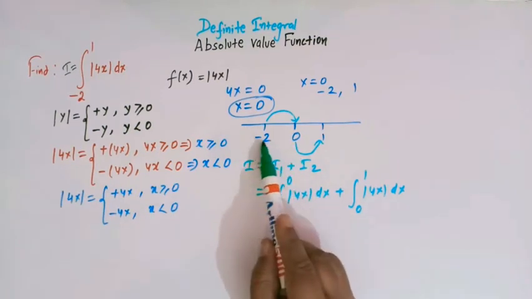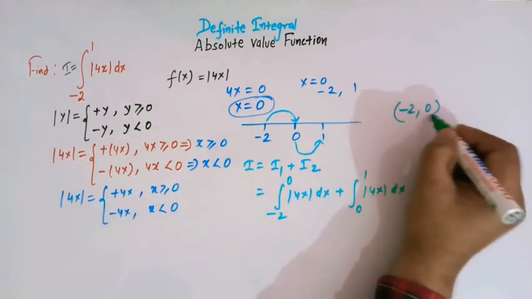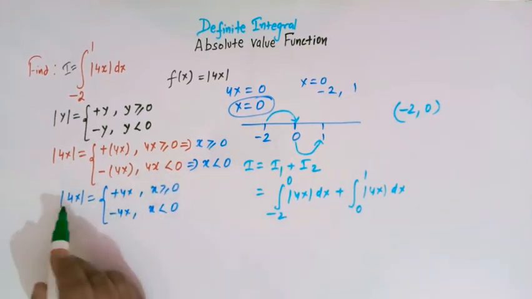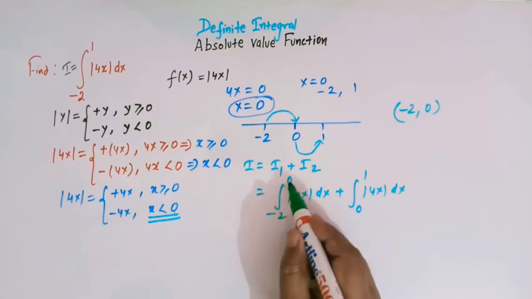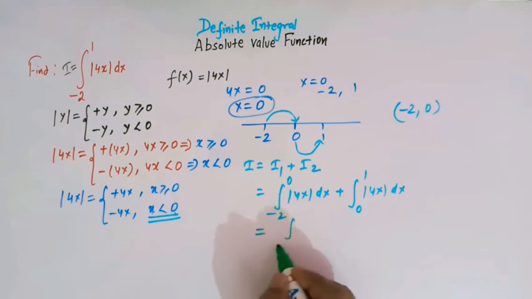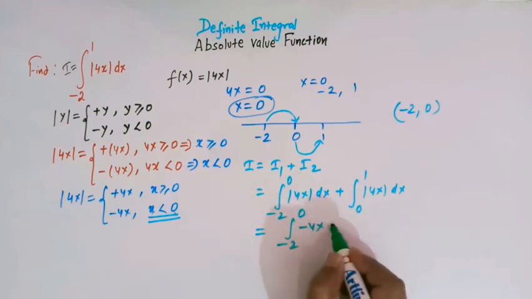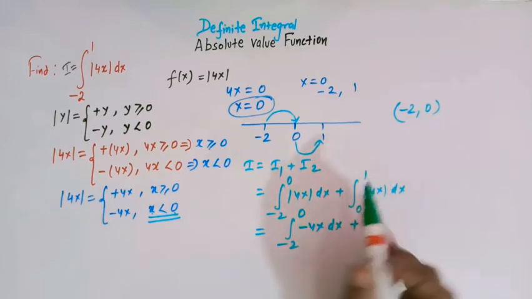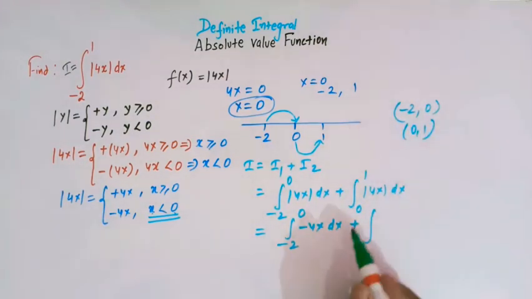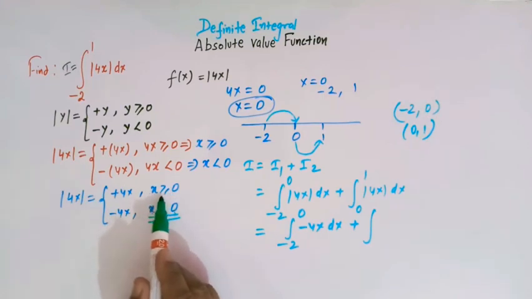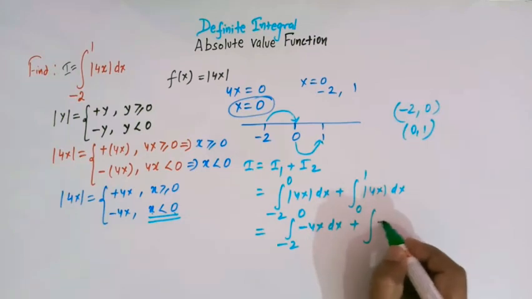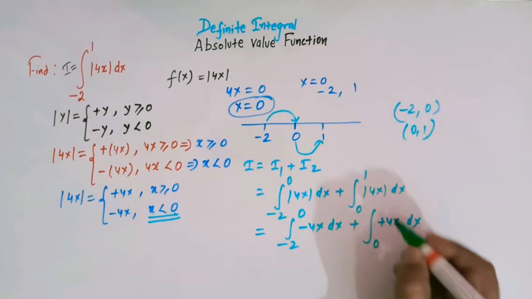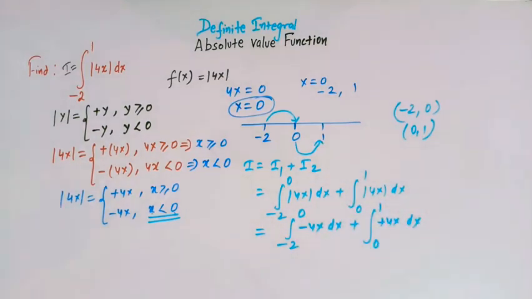And now we see that when we take this interval that is from -2 to 0, then x is negative. So mod of 4x is equal to minus 4x whenever x is less than 0, and in this interval from -2 to 0, x is less than 0. So what we will do, we will write -2 to 0, and here we have minus 4x dx. And in this interval from 0 to 1, we have the values of x as positive, so x is greater than 0. So mod of 4x is equal to positive 4x. So now we have these two integrals to solve, and we can solve them one by one.